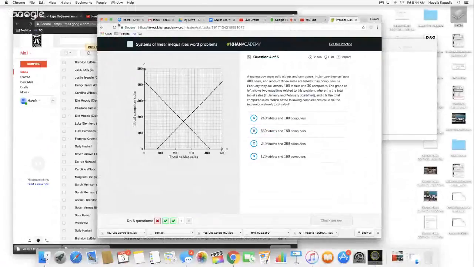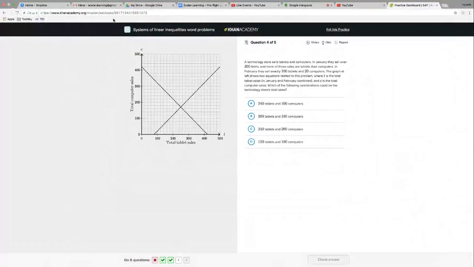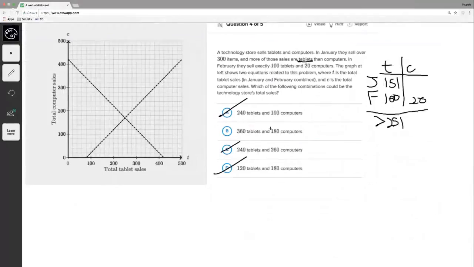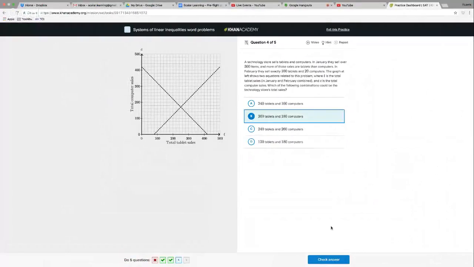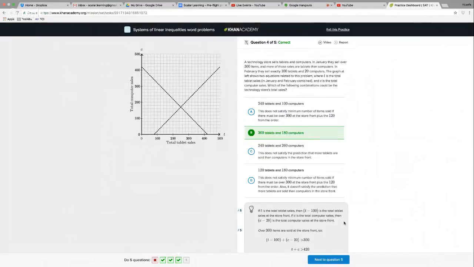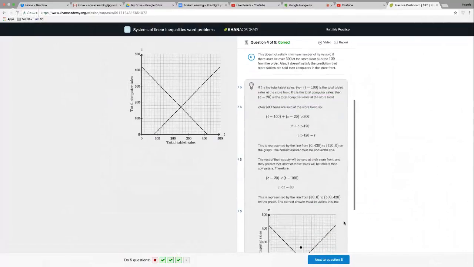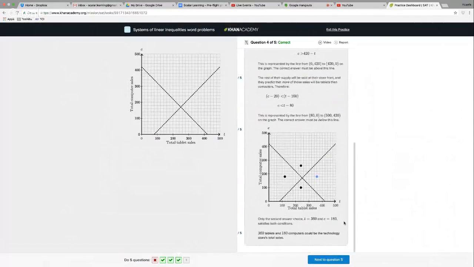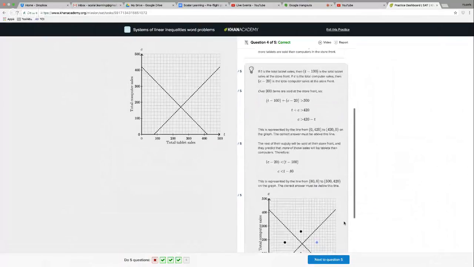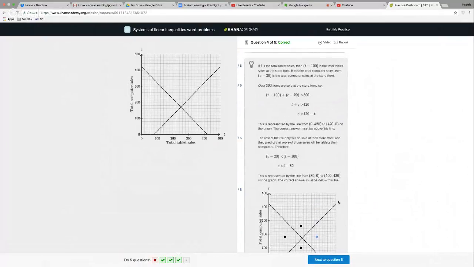Let's maximize this. What did I say it was? I said it was B, right? Let's go with this and see if that works. Okay, and let's just read the explanation just for fun. I want to see how they've looked at this graph. So they're saying this nice thing here.